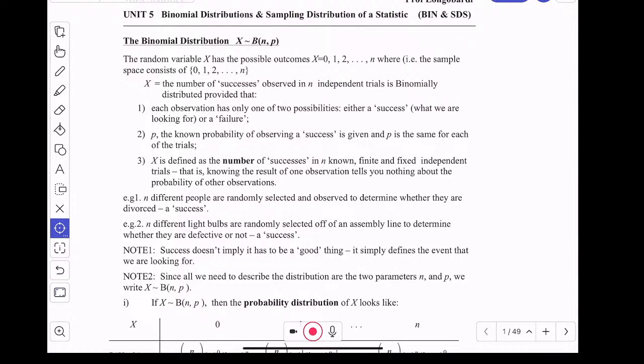So, for example, n different people randomly selected and observed to determine whether they are divorced. That's an example. Counting the number of people that are actually divorced among all the people that you asked, that is a random variable. Second example, n different light bulbs are randomly selected off an assembly line to determine whether they are defective or not.